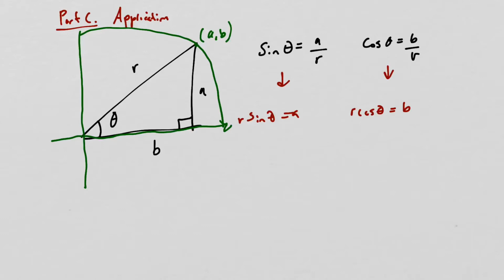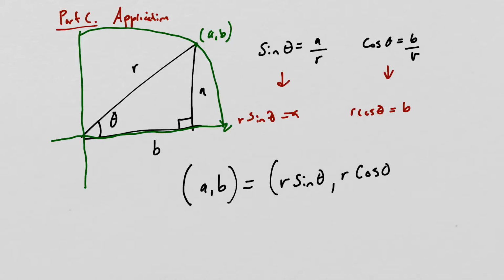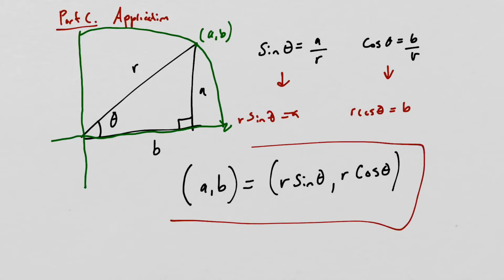So the relationship that we've just introduced, (A, B), we can rewrite using trig functions. This is going to be equal to the radius of some circle R times sine theta, comma, R times cosine theta. This is an example of a coordinate system called polar coordinates.